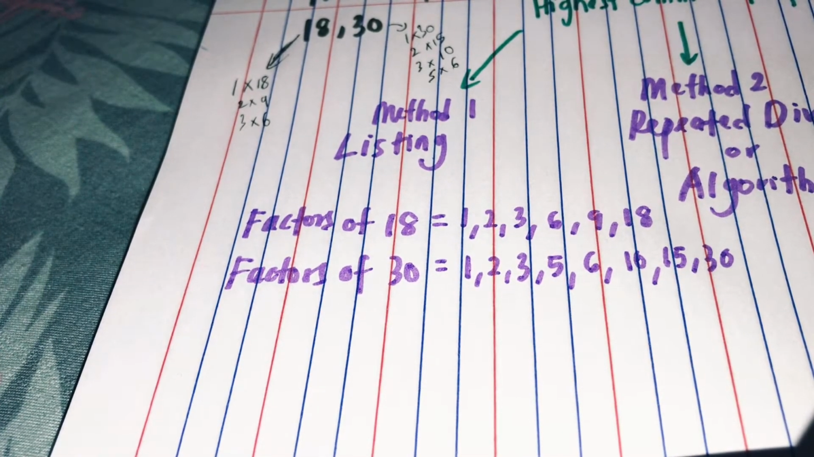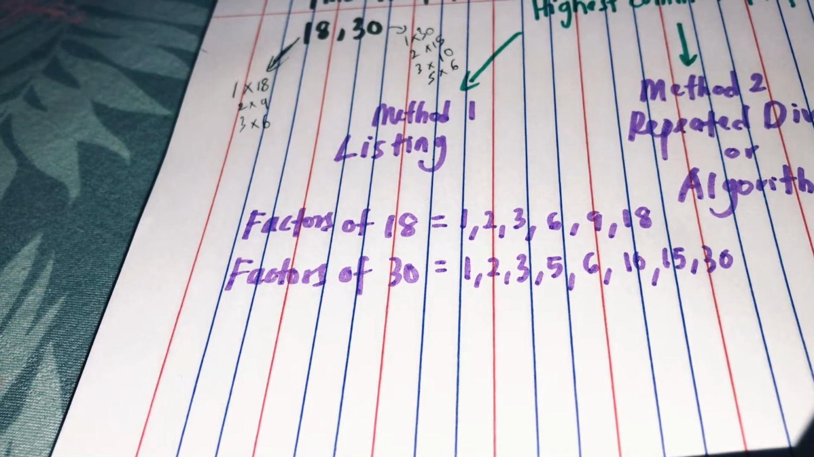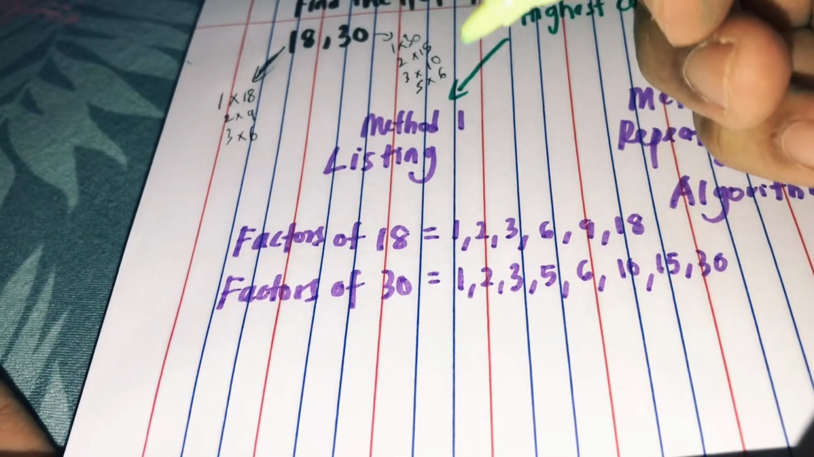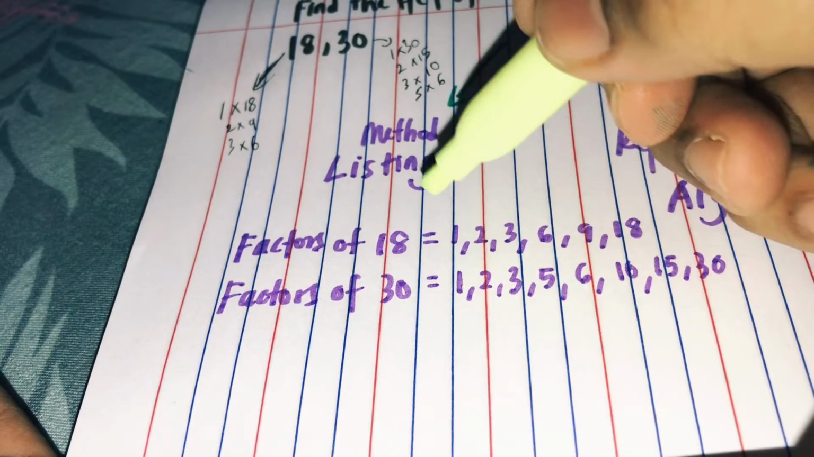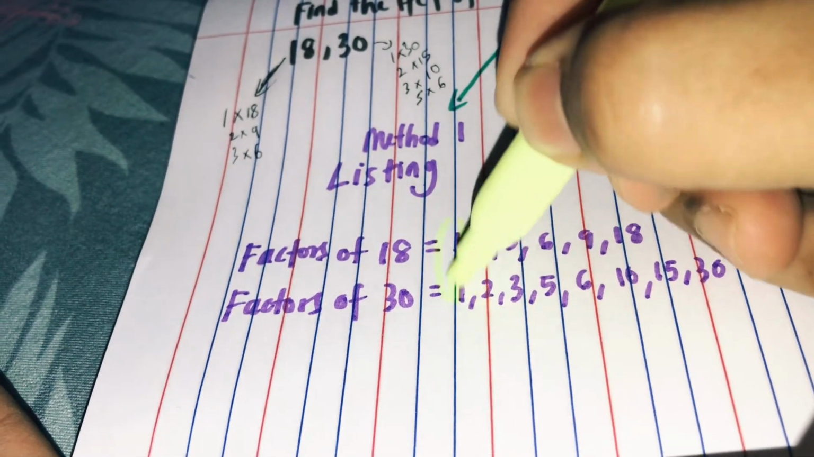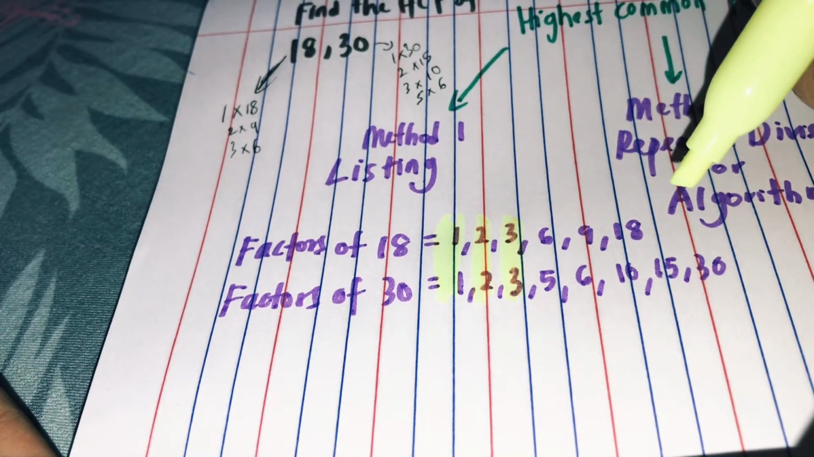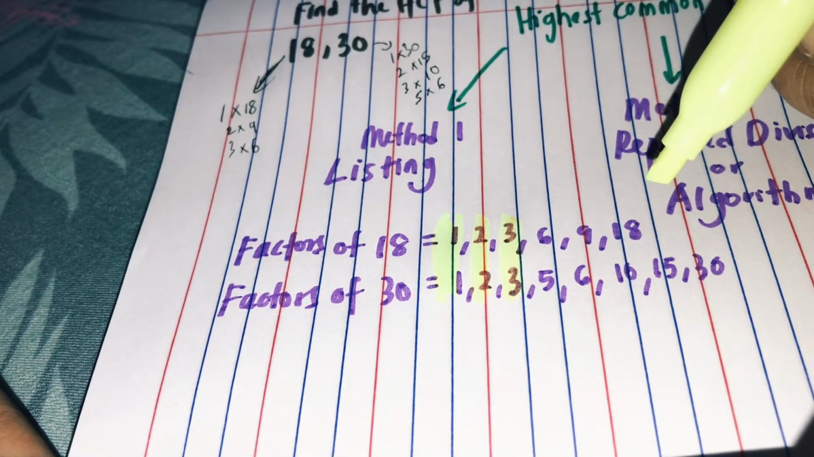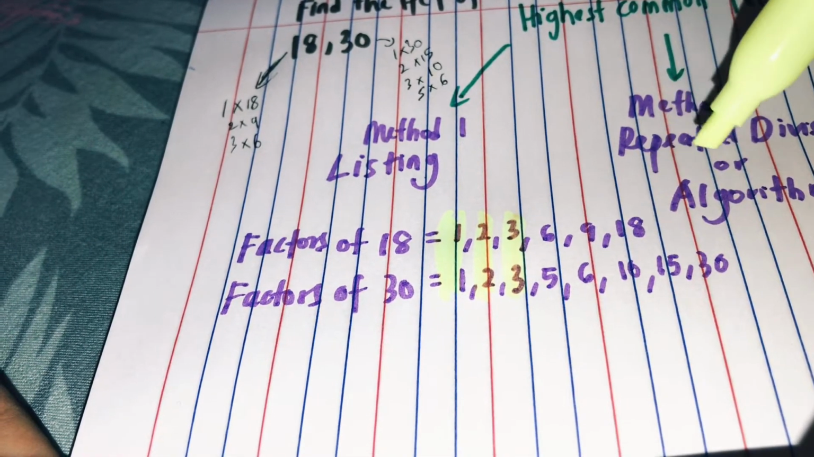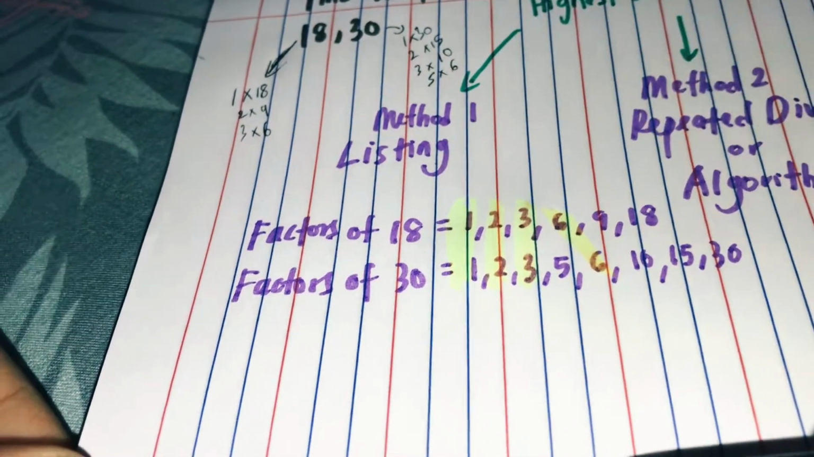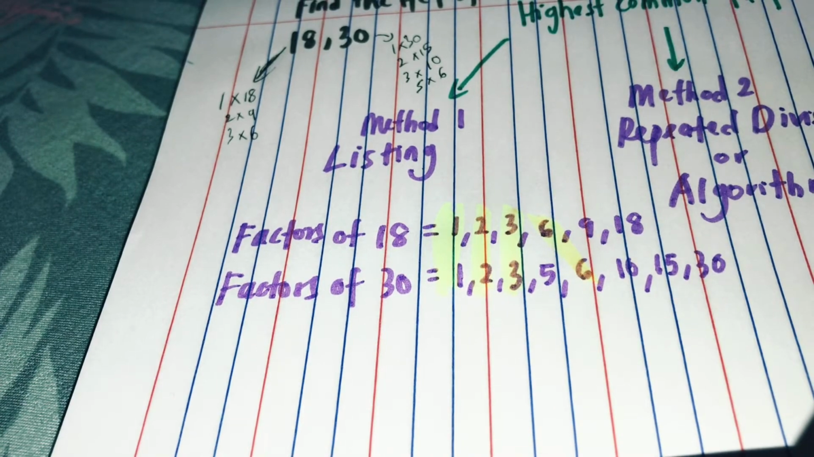Factors of 18, factors of 30, and then find the common. Just now you learned common factors, right? Common means same factors. So the same ones here are 1, 2, 3, and then 6. So the common factors are 1, 2, 3, 6.